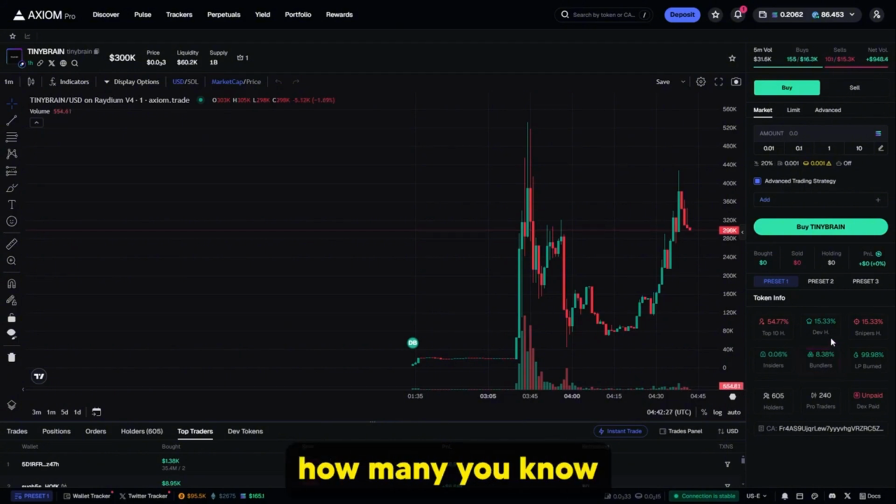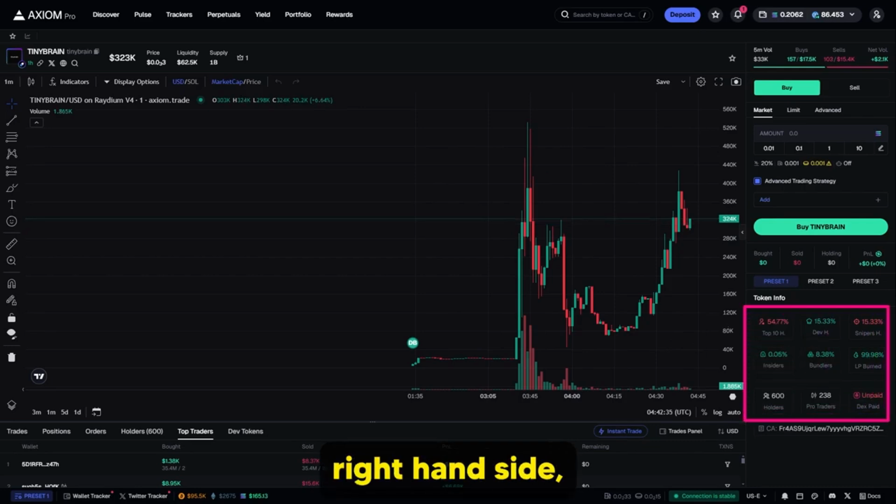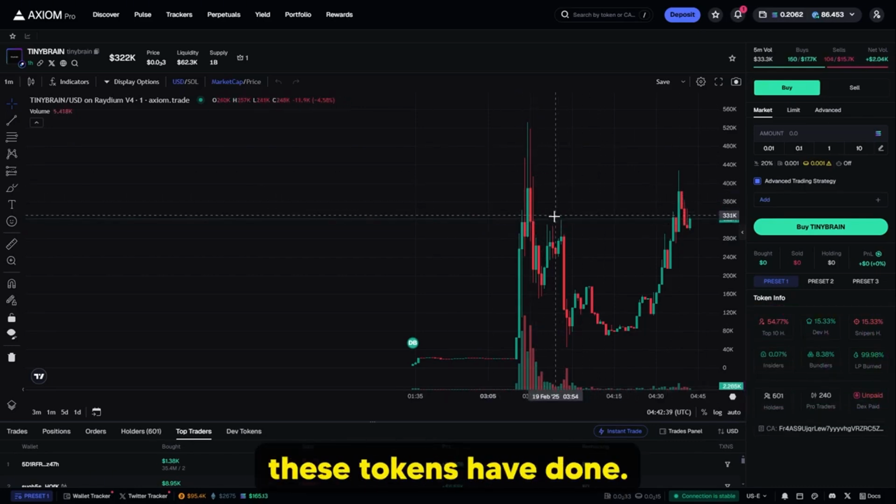So you can see how many people are actually holding this in terms of different wallets. You can also see the insiders. So you've got a really decent amount of data in the bottom right hand side, which is going to show you guys exactly how much these tokens have been done.